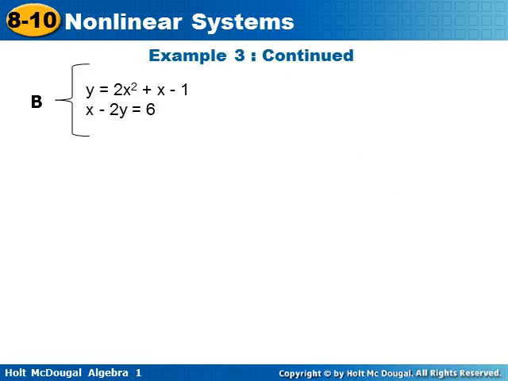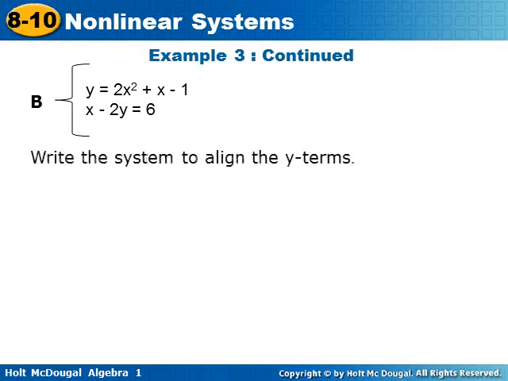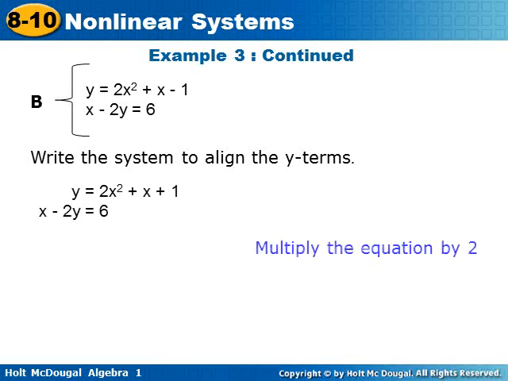Letter B, y equals 2x squared plus x minus 1, and x minus 2y equals 6. So we're going to write the system to align the y terms. When we do, we realize they're not exactly the same. They won't cancel out completely. So we're going to multiply the first equation by 2 so that it will be positive 2y and negative 2y when we cancel out.